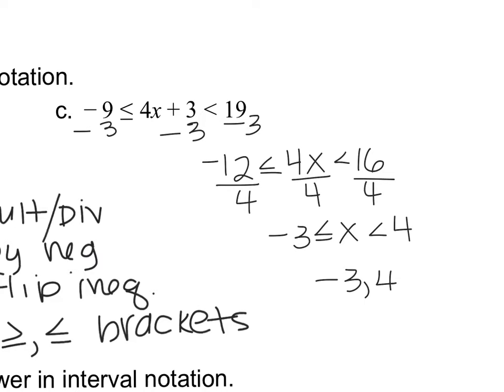Now I just have to decide if I get a parenthesis or a bracket with each number. Because on the left side it says x greater than or equal to negative 3, it has the equal to, I'm going to put a bracket. And x is strictly less than 4, which means I'm going to put a parenthesis with a 4. You can mix parentheses and brackets for compound inequalities. You can also do it for the regular inequalities like a and b.